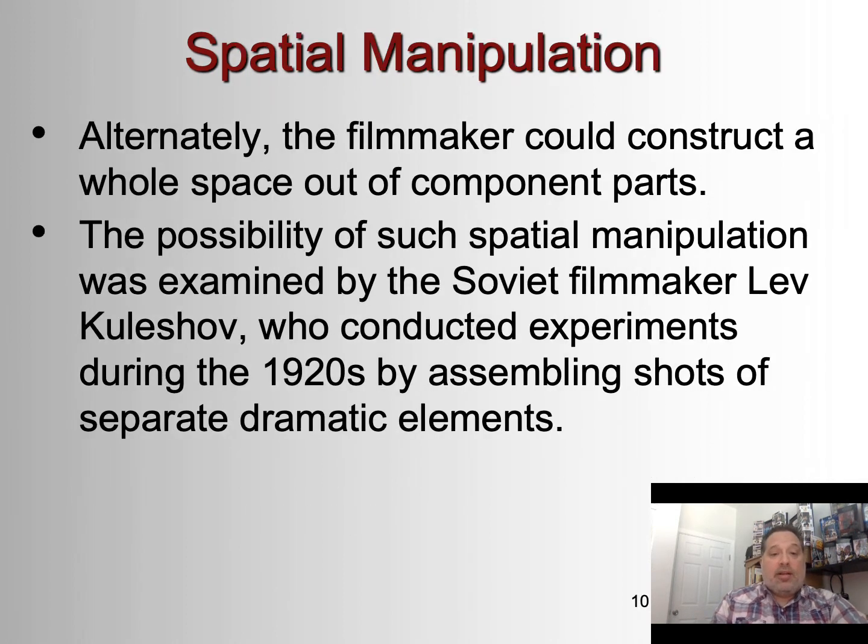Alternately, the filmmaker could construct a whole space out of component parts, so you don't have an establishing shot. The possibility of such spatial manipulation was examined by the Soviet filmmaker Lev Kuleshov, who conducted experiments during the 1920s by assembling shots with separate dramatic elements. So he famously would put two shots together. Say one would be a portrait of a man, and the next would be a portrait of a murder, and he would see that the viewer, by associating those two shots without any other context, would blame the murder on that man, right? He would be associated with evil and crime.